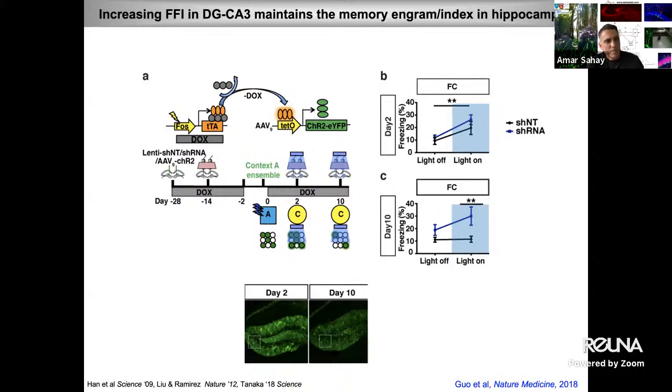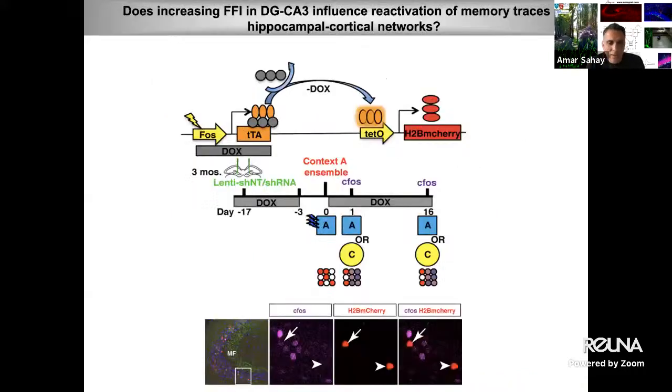So we next asked, how does maintenance of the index in the hippocampus affect the reactivation of memory traces in hippocampal cortical networks and subcortical networks with the passage of time? And to do that, we now combined the CFOS TTA system with a TETO H2B mCherry reporter line. And what's special about H2B mCherry is that it's taken up by histones, and so consequently it permanently labels the cells that were originally tagged.